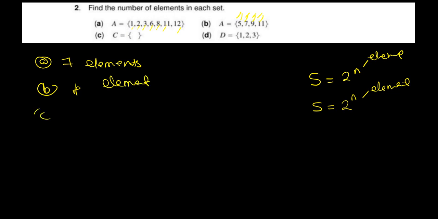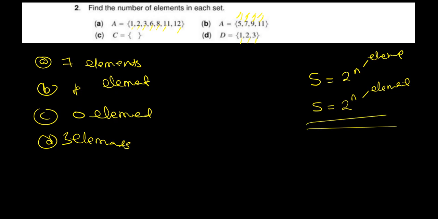Then for C, how many elements do we have? 0 elements. It's an empty set, so we say 0 elements. For D, how many elements are there? We have 1, 2, 3, so these are 3 elements. So you are done with these. Let's go to question 4. That's how you can find it. You just count the number of elements given for the subset. Don't forget to use this in the questions to come.